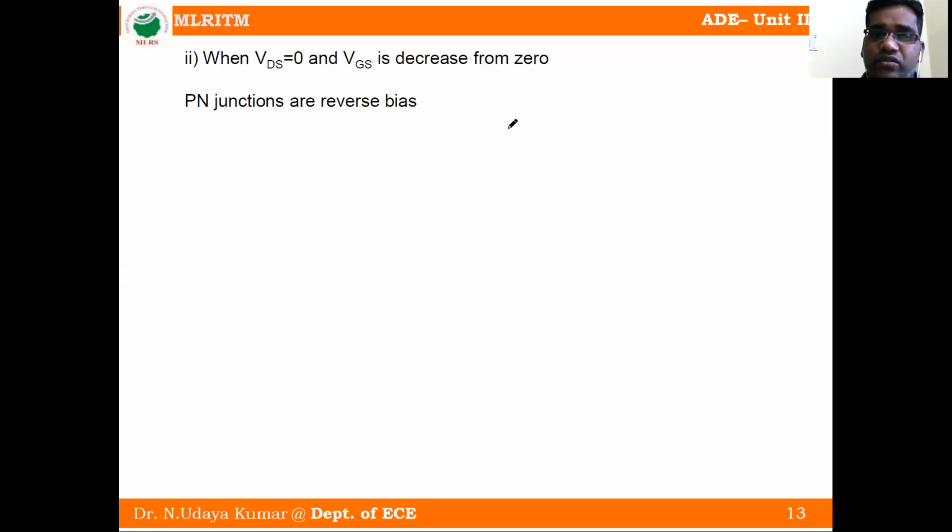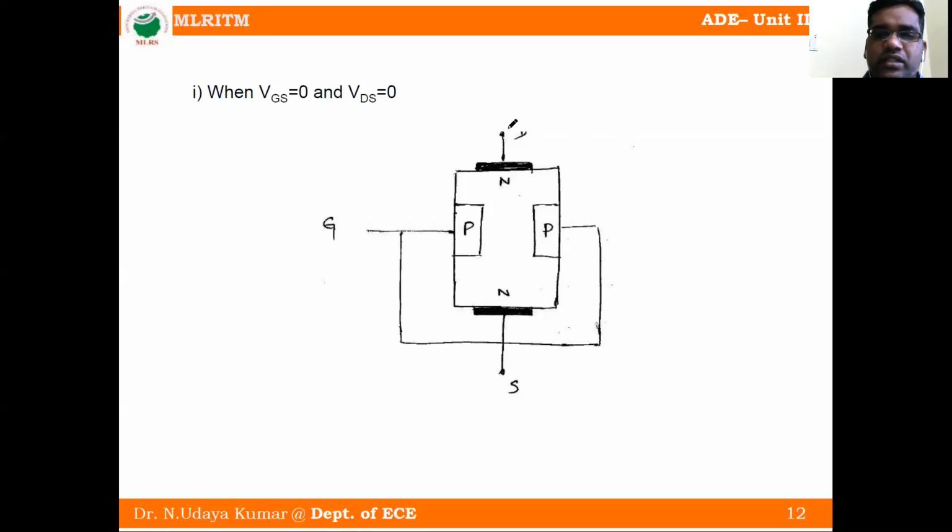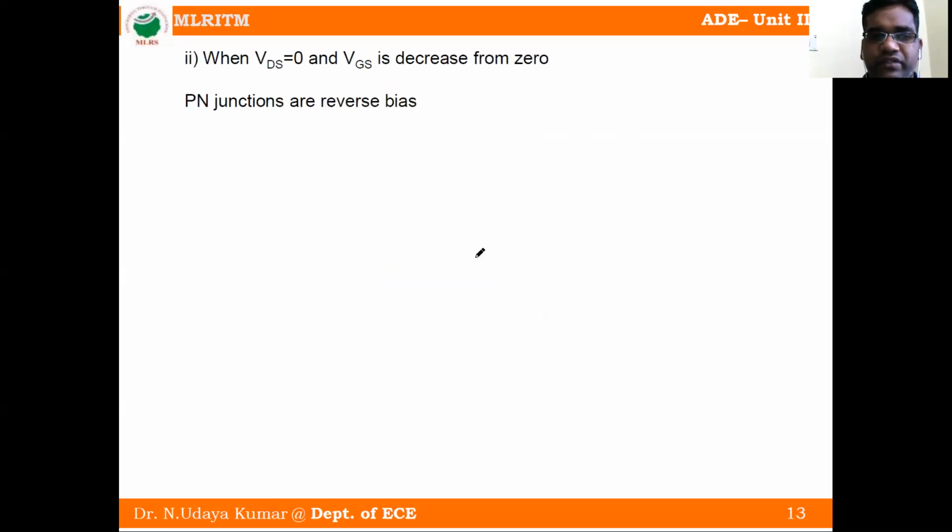When VDS is equal to 0, VDS meaning drain to source voltage, and VGS is decreased from 0, that is -1, -2, -3 like that. What happened? In this case, the PN junctions are reverse biased. You can see in this figure, whenever VDS is equal to 0 and VGS is decreased, there is a formation of P and N, meaning there is a junction. So the junction will be reverse biased.